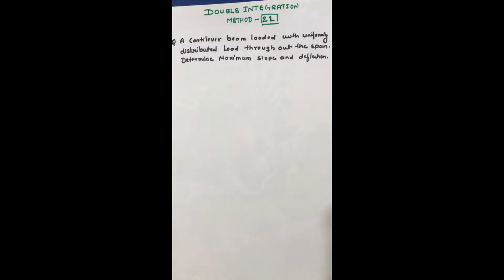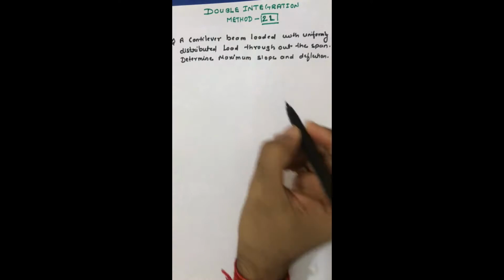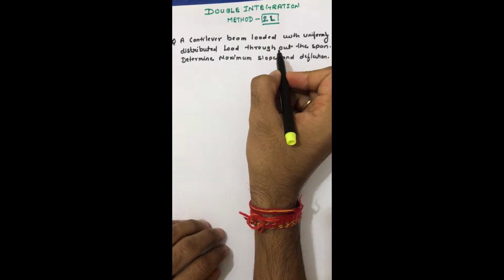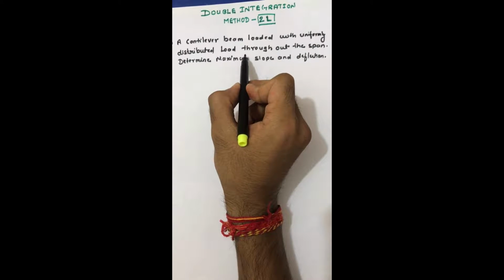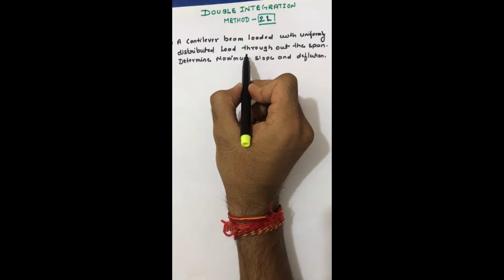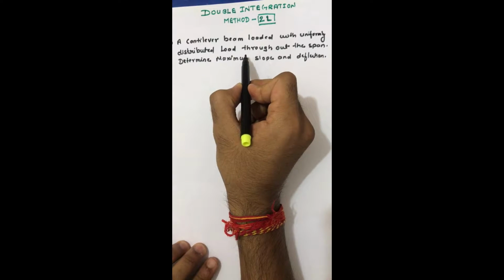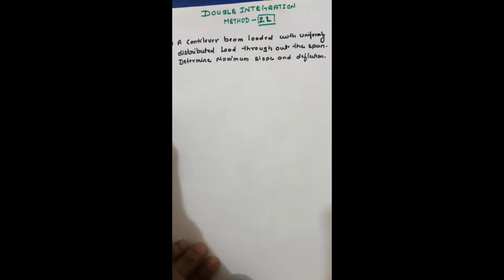Today we'll continue with the second lecture in double integration method. As in the previous lecture we have taken a cantilever beam, today also we'll proceed with one more example on a cantilever beam. The question is: a cantilever beam loaded with uniformly distributed load throughout the span. Then we have to determine the maximum slope and maximum deflection.